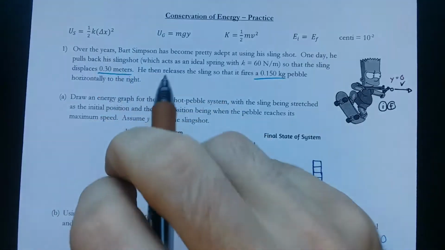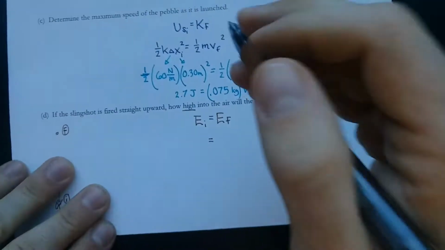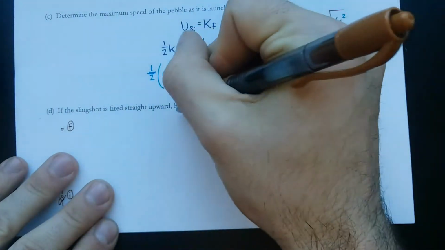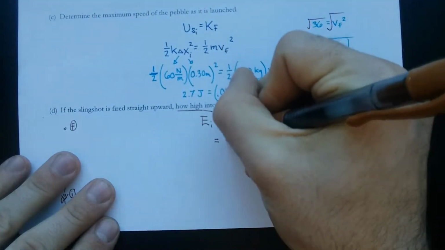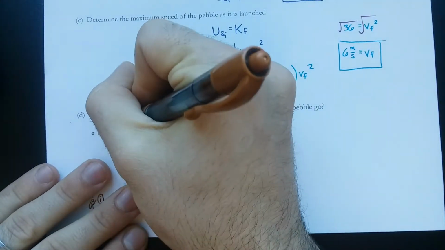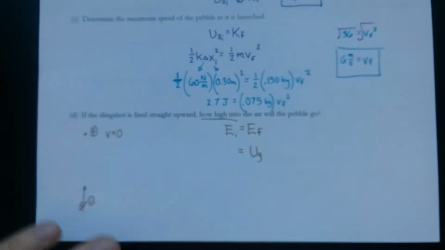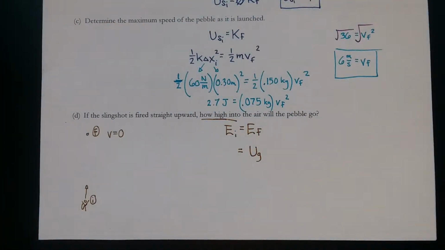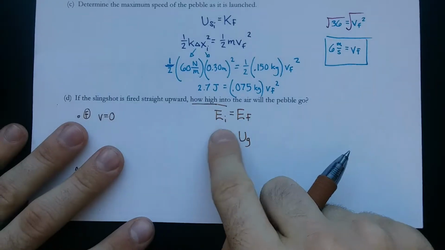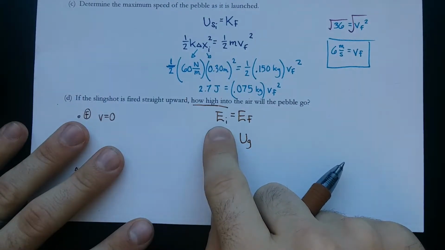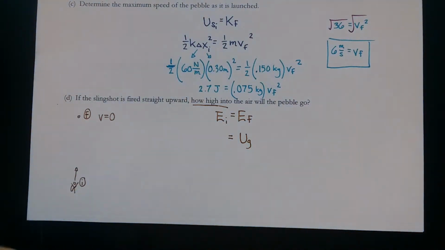There's no spring potential energy because the slingshot is not stretched anymore. There's no kinetic energy because we're at the highest point. And that means there's only gravitational potential energy, because up at this point, the speed is 0. When you throw something straight up into the air, it stops for just a minute, just an instant while it is up there. And then in the beginning, where you set your initial point is up to you.